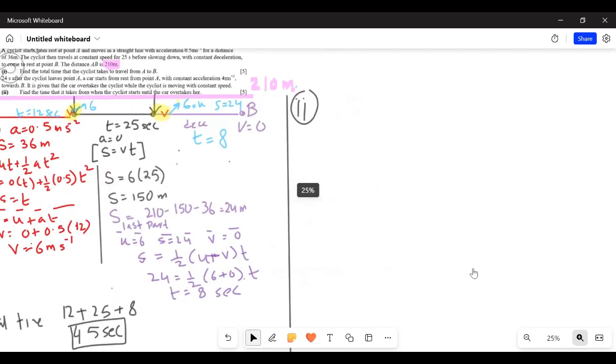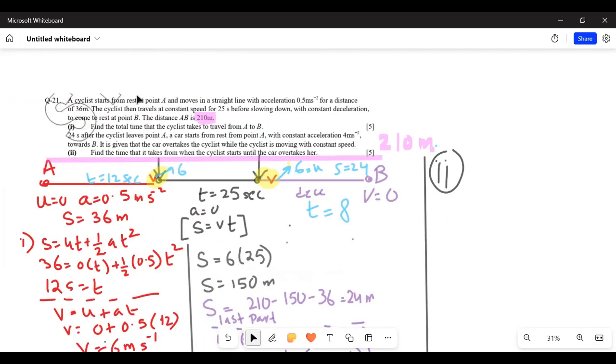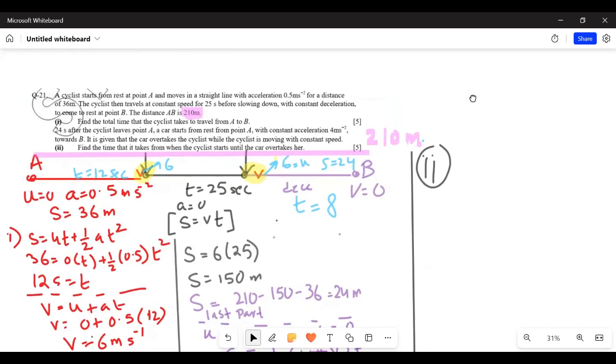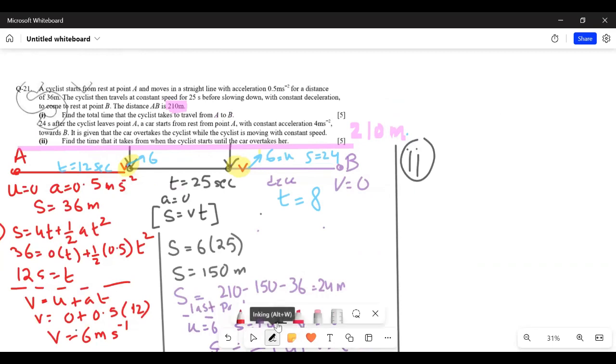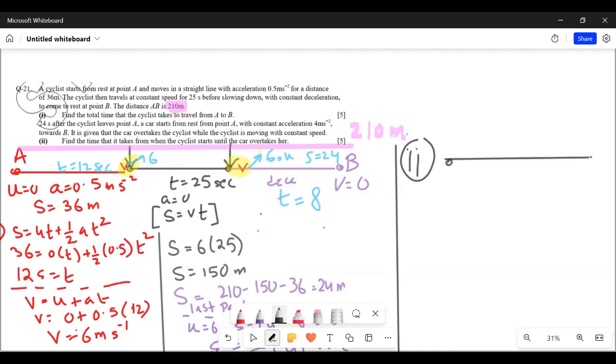Alright, what's part 2? Part 2 says, 24 seconds after the cyclist leaves point A, a car starts from rest from point A with a constant acceleration of 4. Okay, now there's a car that leaves point A. The car has a constant acceleration. This is the car. 24 seconds after the cyclist leaves point A.